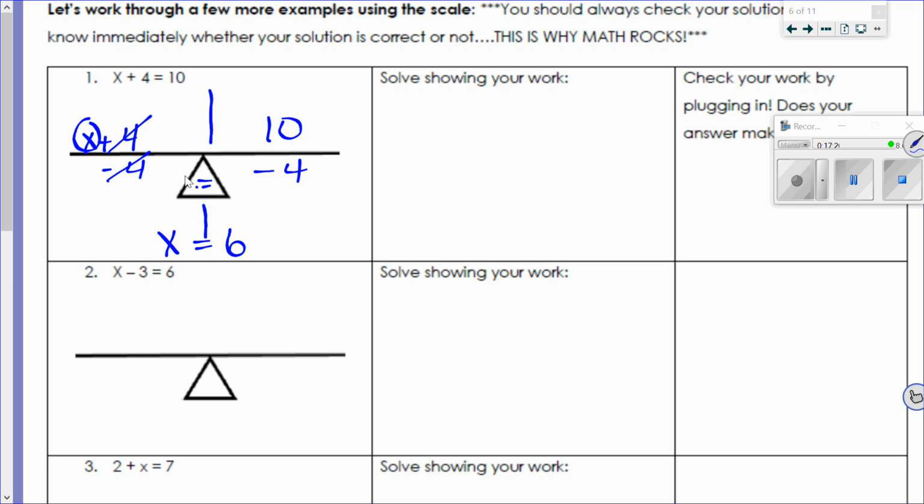Okay, so now let's look at it on the math level. X plus 4 equals 10. Here are our steps. Circle our variable, draw our line. Should make it very easy.